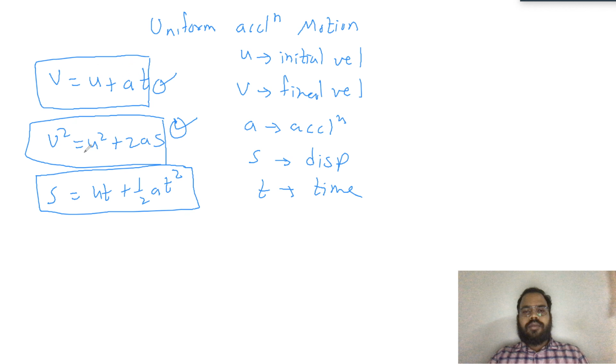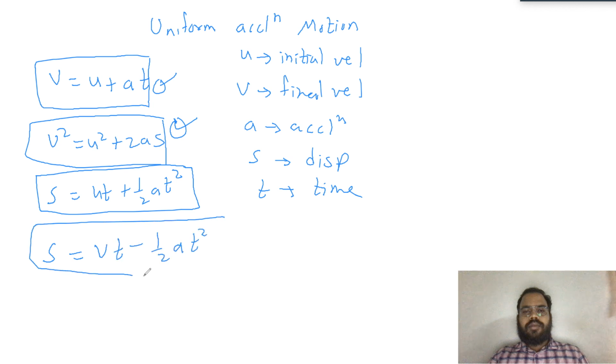Now in the second equation, if the information about displacement, initial or final velocity, any two of these is given to us, then we'll use this equation. In the third equation, if information about displacement, initial velocity or time is given to us, then we will use this equation. Now there is one more equation which I'd like to give you, that is s = vt − ½at².